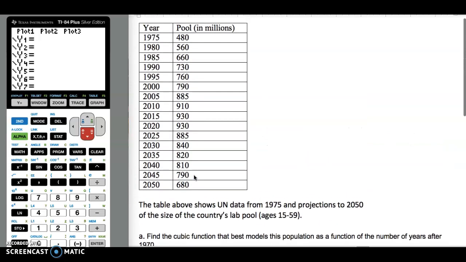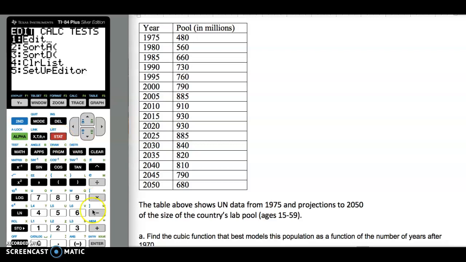So X represents the number of years after 1970. So the X value that corresponds to the year 1975 would actually be 5, because 1975 is 5 years after 1970. So the X values here are 5, 10, 15, 20, 25, and so on. To enter your data, you always press the Stat button. I always like to use List 1 and List 2, and that's what I recommend that you do. So open the Edit menu, press Enter.